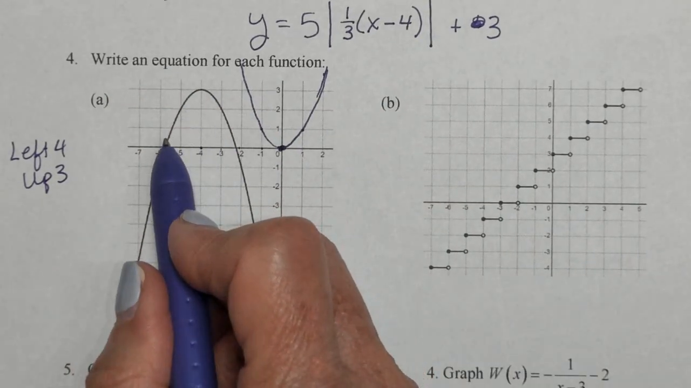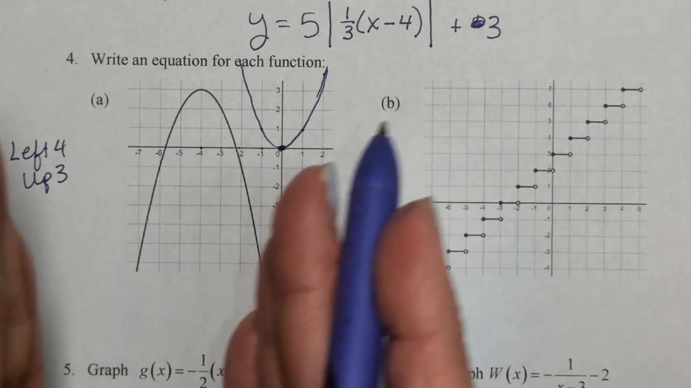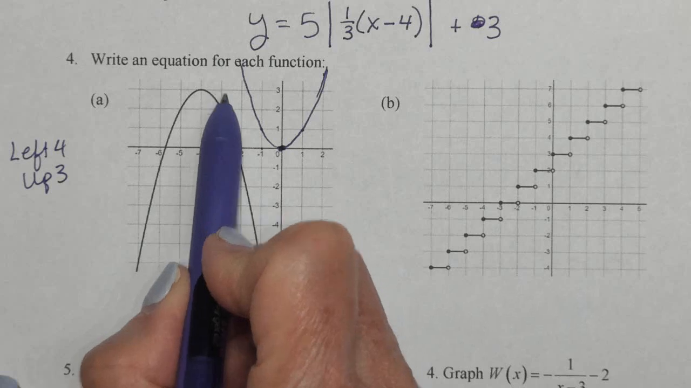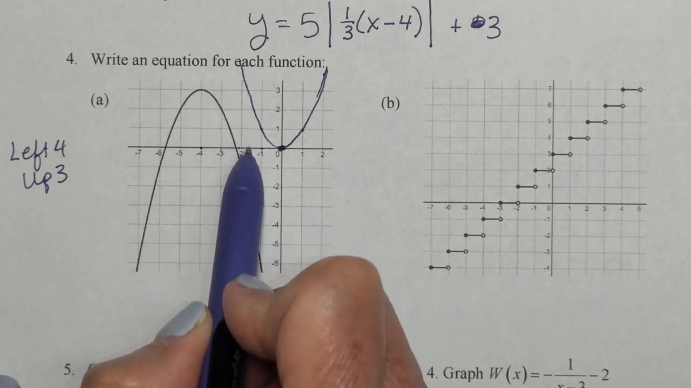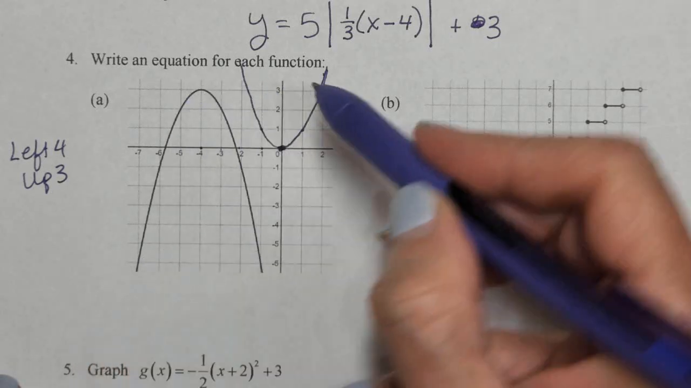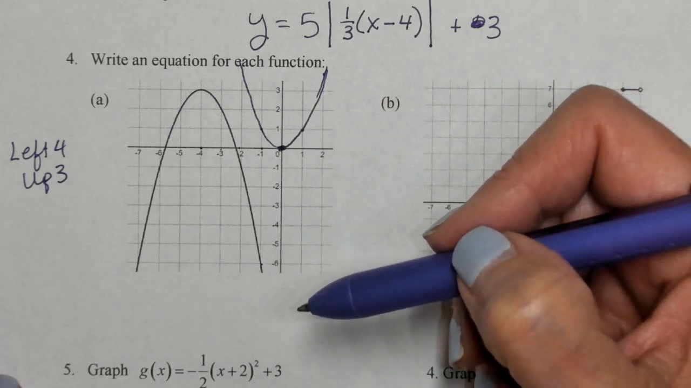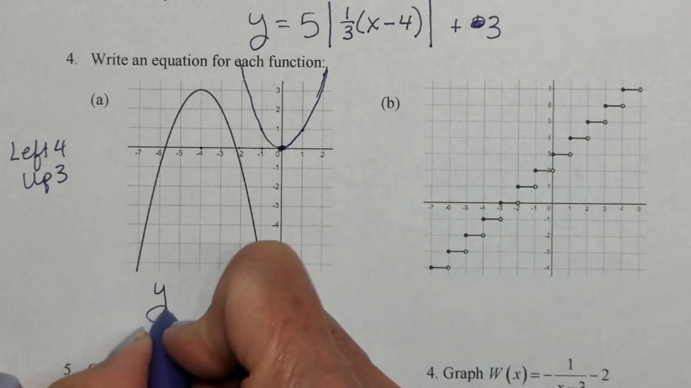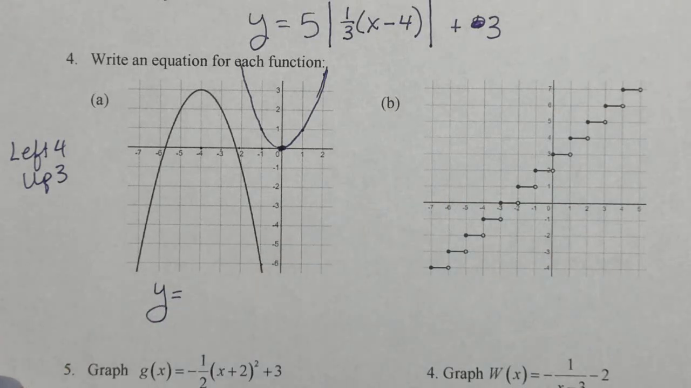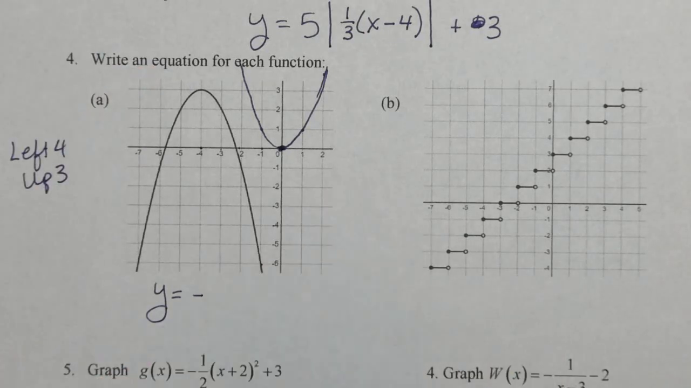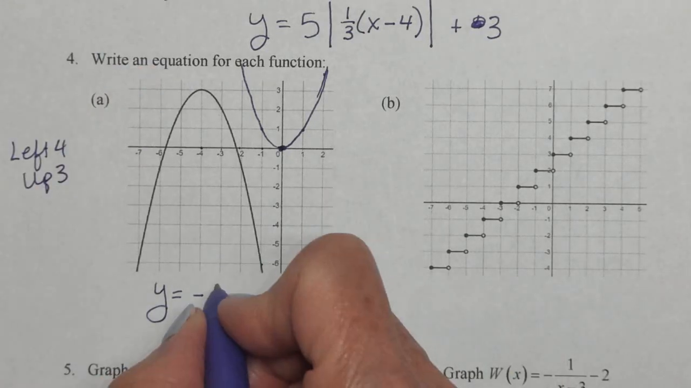Is it dilated? Is it skinnier or fatter than it was before? No, it's not any skinnier or fatter. I see over 1, down 1, over 2, down 4, over 3, down 9. There's no dilation. So y is equal to negative, because we did flip.